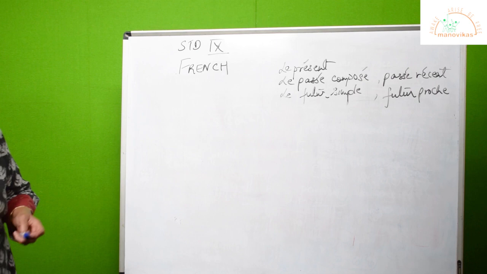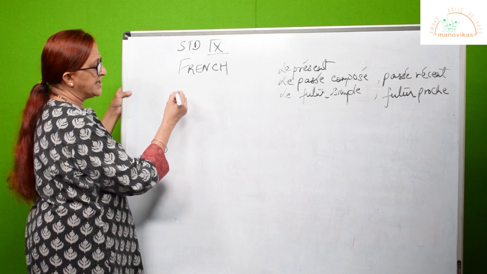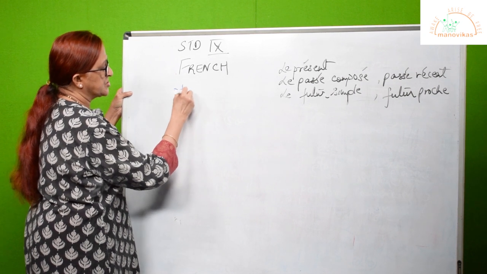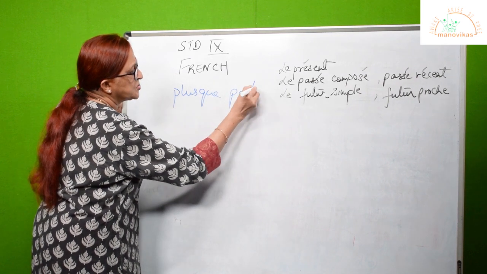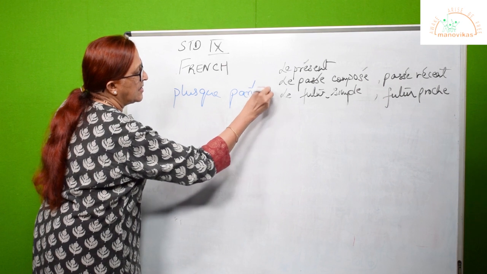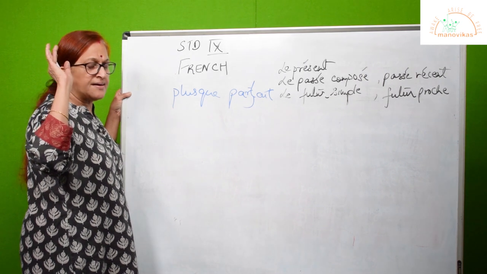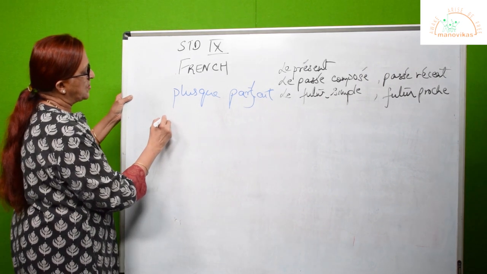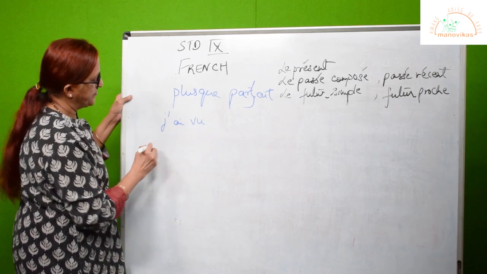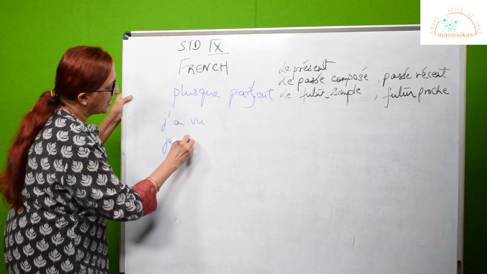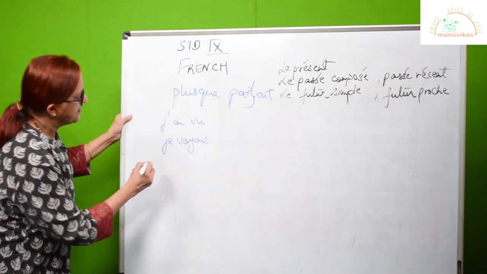Now, we have seen what is the imperfect. Now I will give you another tense which we are learning now, that is called plusquamperfect. What is plusquamperfect? It is a past which is over, long back. For example, j'ai vu means I saw. If I say je voyais, I am using an imperfect here. I was seeing for some time.